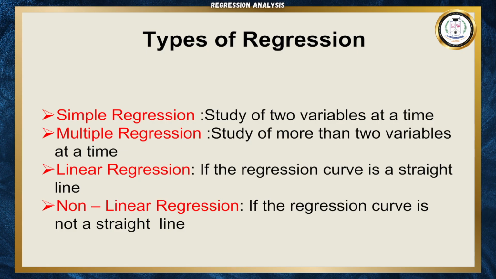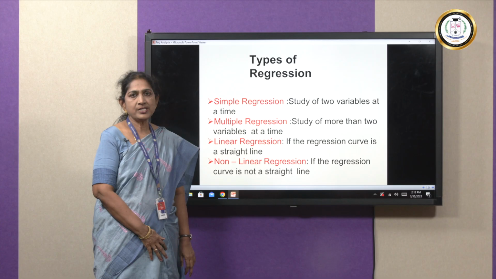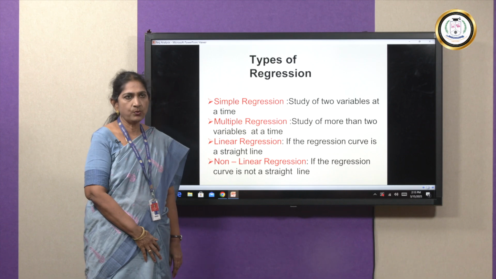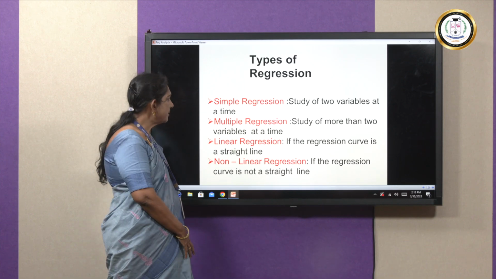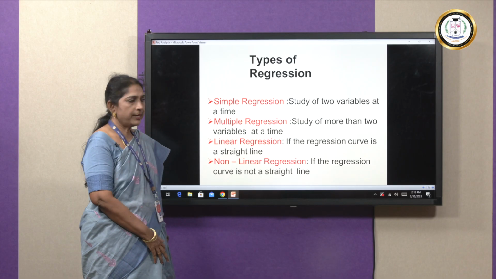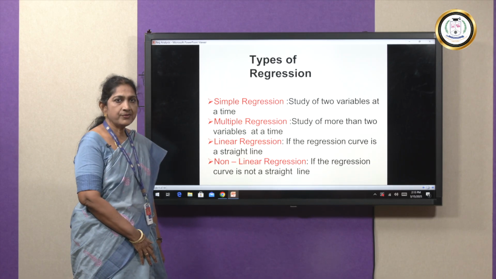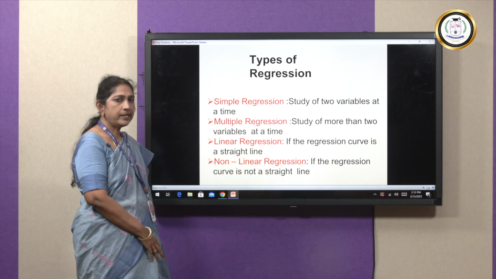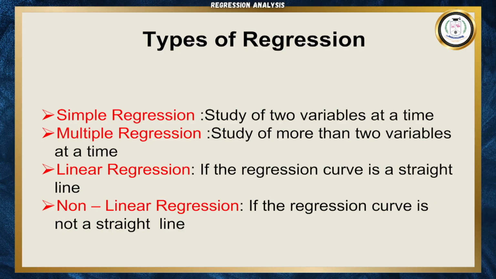So the types of regression. What are the types of regression? Simple regression. If it is a study between two variables, x and y, then we call it a simple regression. If it is more than two, then we call it a multiple regression. Linear regression. If the regression curve is a straight line, it is called a linear regression. Otherwise, it is said to be a non-linear regression.